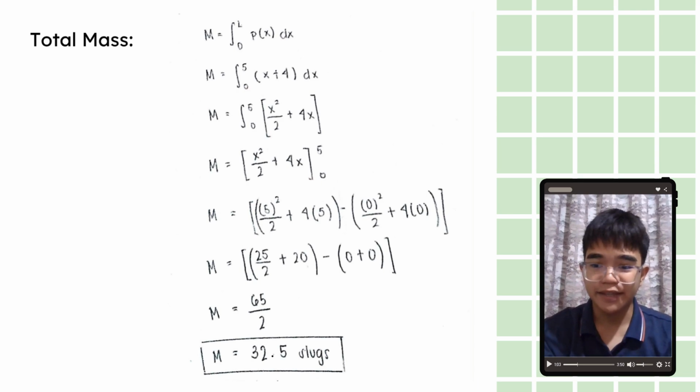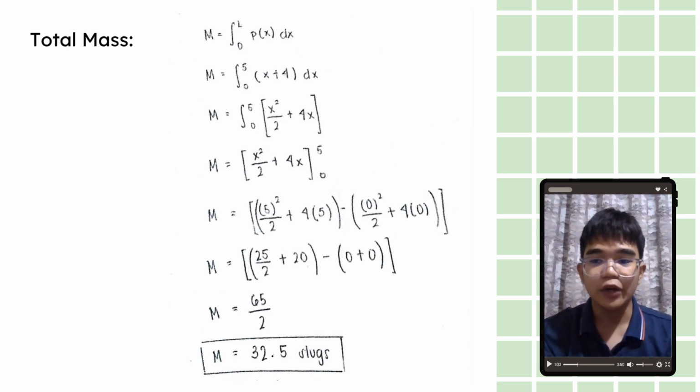We calculate its antiderivative, we have x squared over 2 plus 4x. Once we have the antiderivative of the function, we write it inside a bracket with the upper limit 5 and the lower limit 0 on the right side. Now we substitute in the upper limit 5 and subtract the lower limit 0. So we have 5 squared over 2 plus 4 times 5 in the upper limit, minus 0 squared over 2 plus 4 times 0 in the lower limit. And that would give us 25 over 2 plus 20 minus 0.